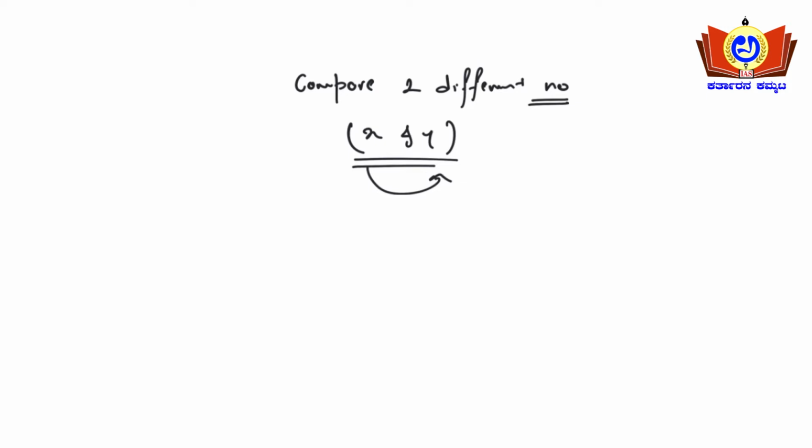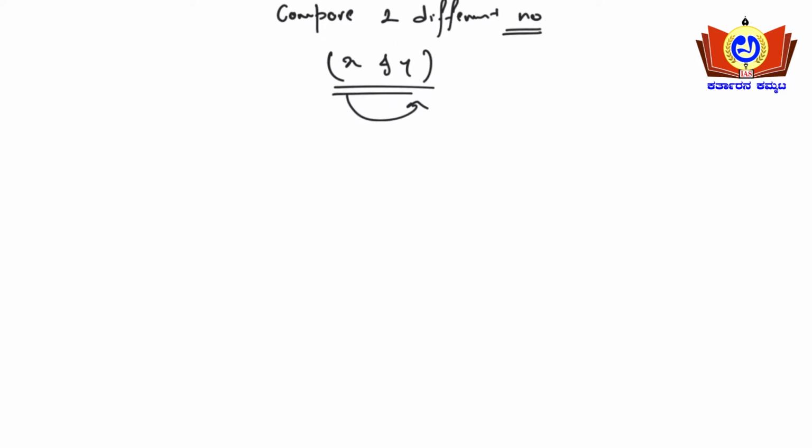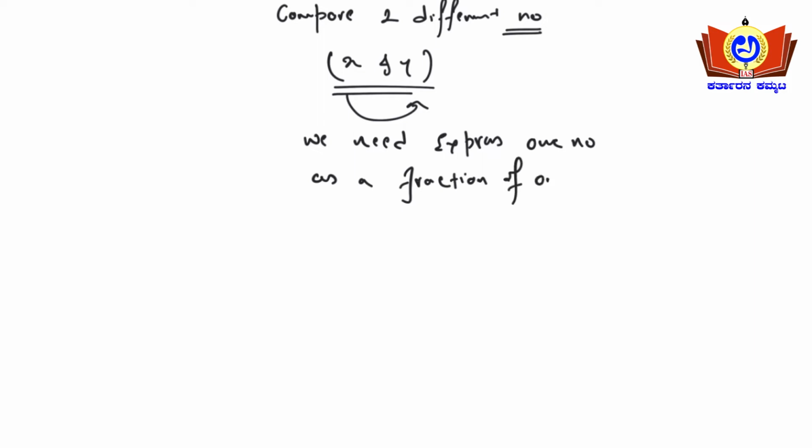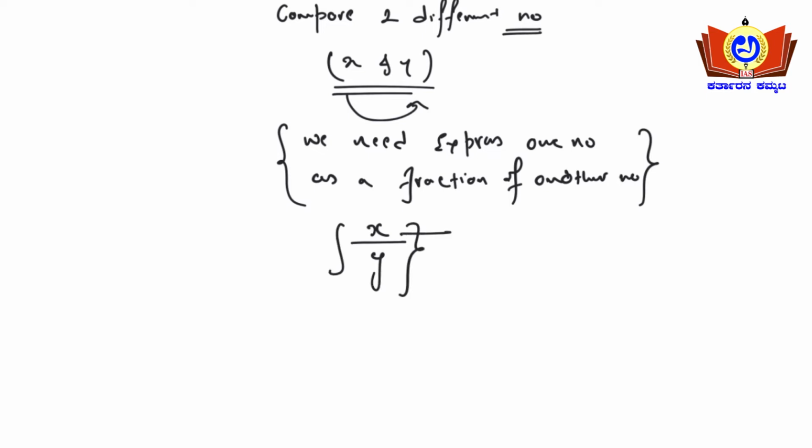In order to express this, we will use a fraction. In other words, we need to express one number as a fraction of another number. Then only it is called a ratio. Like this we express x upon y, where x is the numerator and y is the denominator.